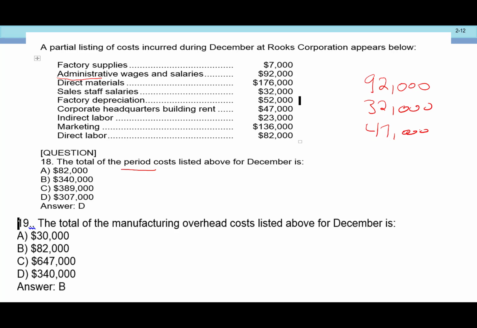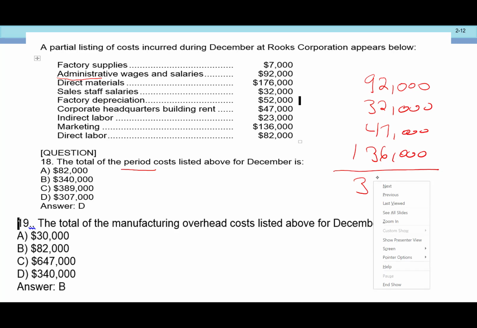How about indirect? Now, I say that. Accounting is an administrative cost, though, right? The only people who know what they're doing in the administrative building are the accountants. How about indirect labor? No. How about marketing? Yes, that's a selling issue, isn't it? Good. How about direct labor? No. So I'm thinking if you add all that up, I hope it adds up to 340,000, something like that. I mean, 647, what? 82,000?